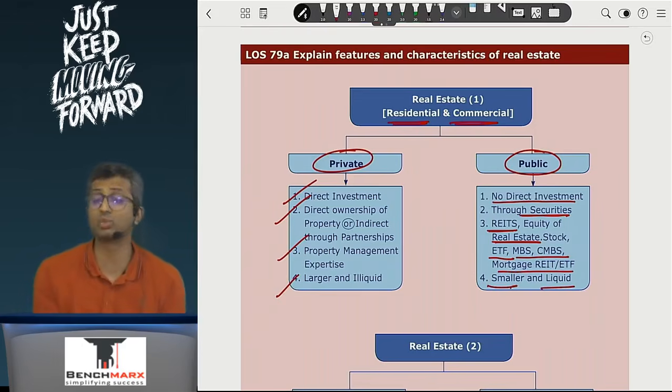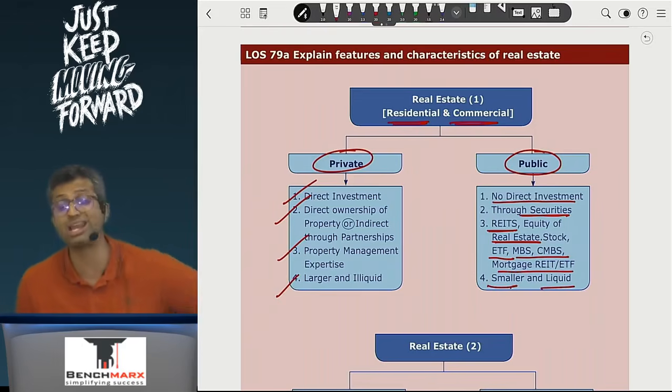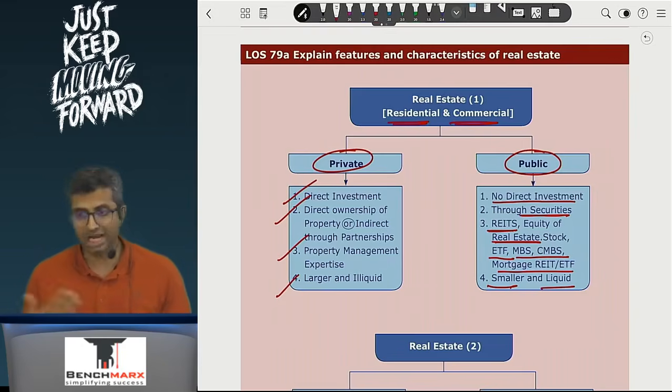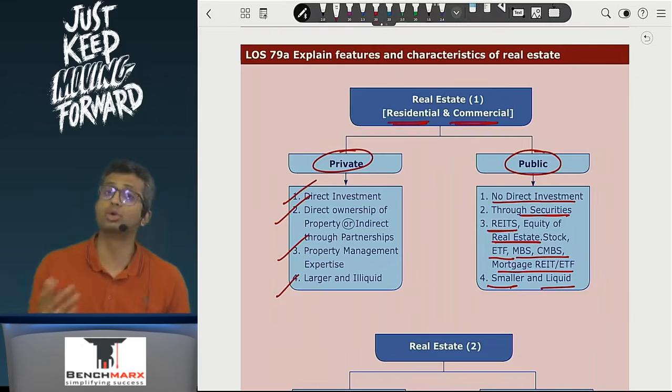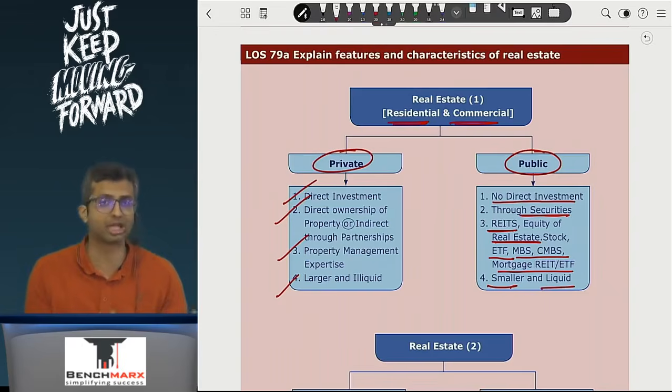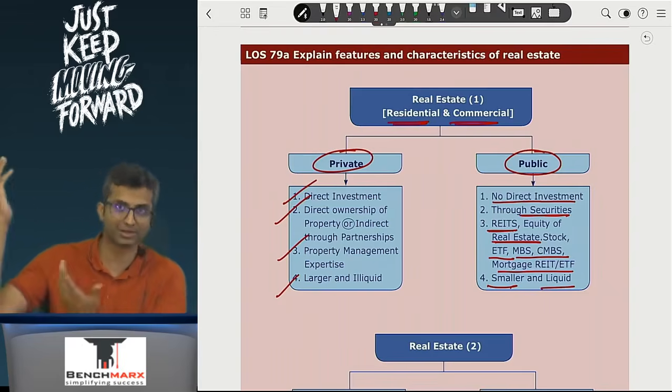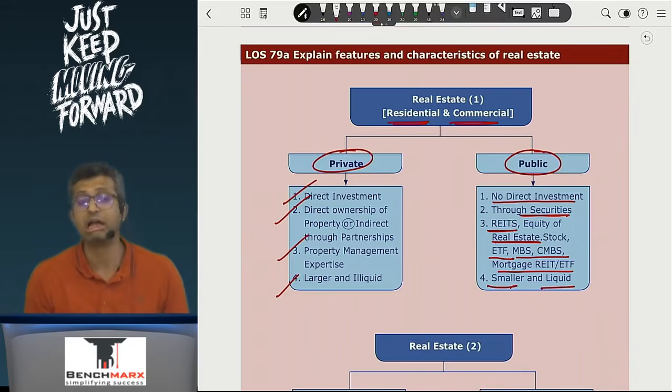So real estate investing can be through the private route, where you directly go and acquire property and that is not tradable, or through the public route, where you acquire a share of a real estate company like a DLF, Oberoi, etc. or Trump, for example, who runs a real estate business, or you acquire units of an ETF, a trust, a real estate investment trust, etc.